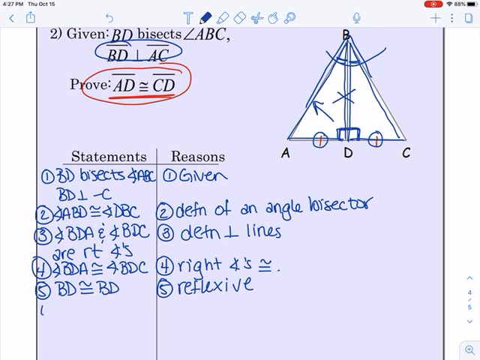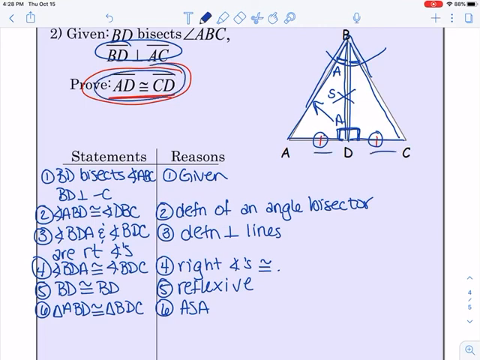Okay, and now finally, again, I have enough information to say that the two triangles are congruent. So the triangle on the left is triangle ABD, and the triangle on the right is triangle BDC. And again, the reason is because you have an angle, a side, and an angle. So that's going to be angle, side, angle. And again, that's not what I wanted to prove. I wanted to prove that AD is congruent to CD.